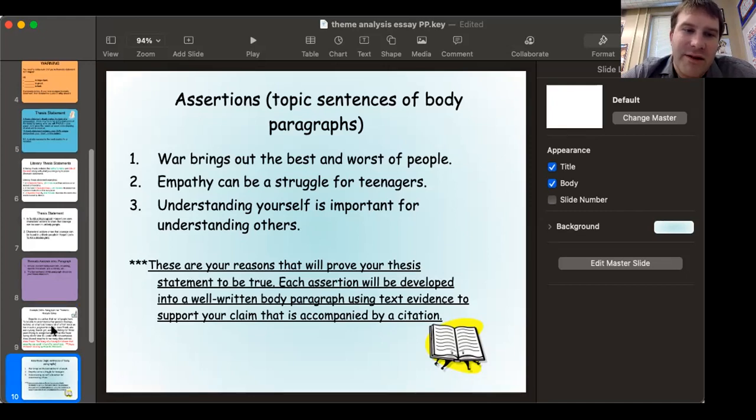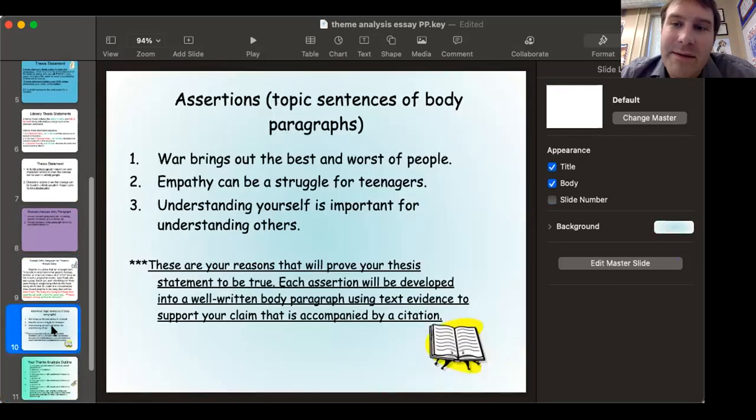Each assertion will be developed into a well-written body paragraph using text evidence, so quoting lines from the text to support your claim, to support that idea, accompanied by a proper citation. You need to make sure you have a citation. We'll review citations tomorrow. Right now, we just need to focus on writing this before we actually start citing it. But that's how you do the body paragraphs.